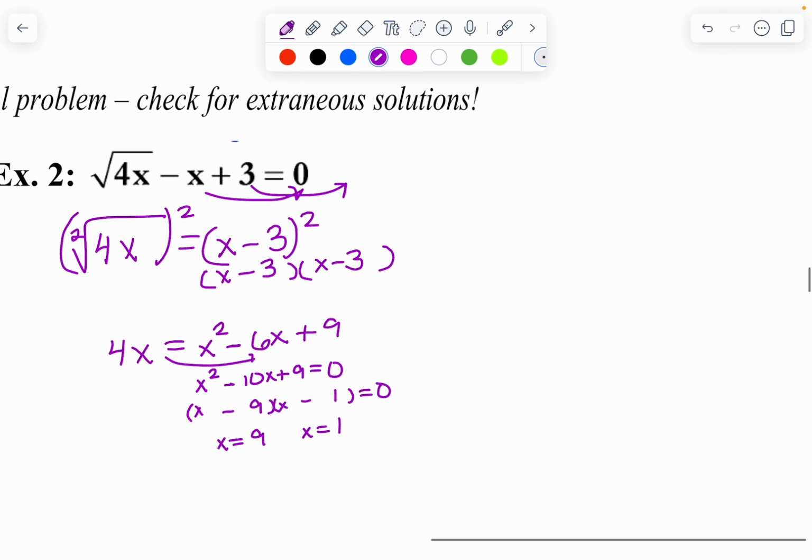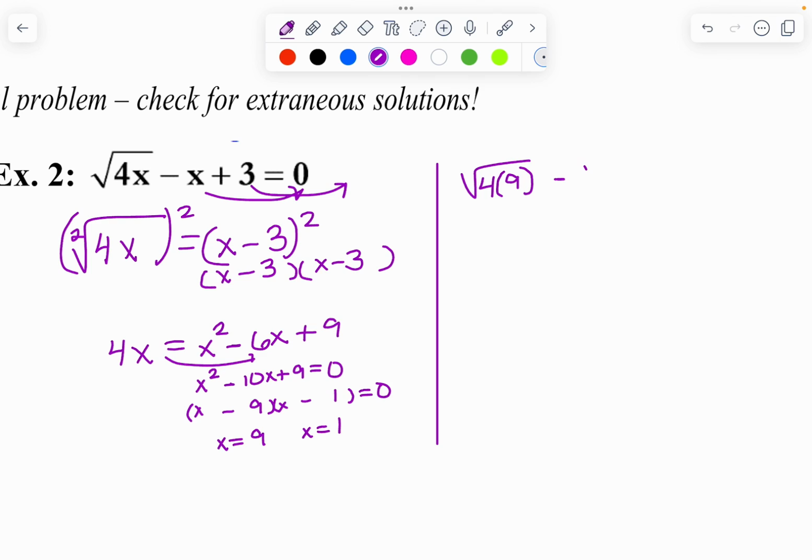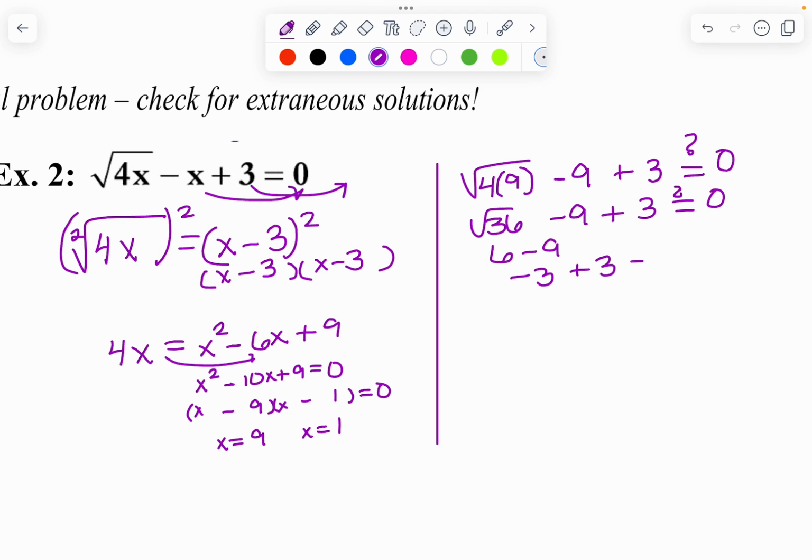So when I check this, I check it in the original. So I have the square root of 4 times 9 minus 9 plus 3. Does that equal 0? So this is the square root of 36 minus 9 plus 3. Does that equal 0? So I have 6 minus 9, which is negative 3 plus 3. Yes, that equals 0. So we know that 9 works out. Now they both can work out. They both don't have to work out. So we do have to check the next one.